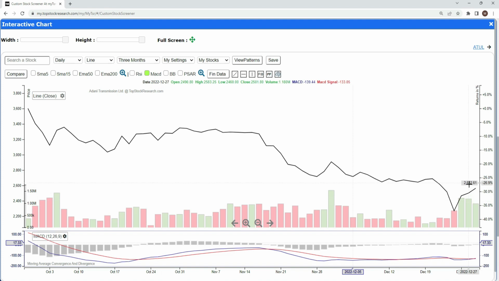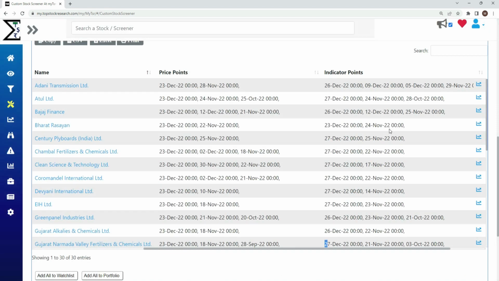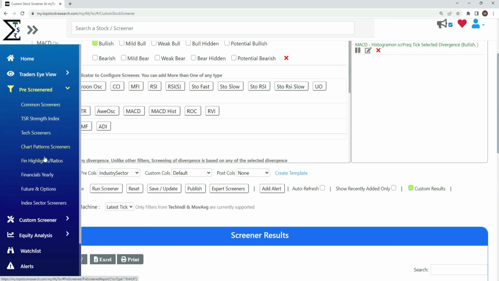So this is one example, not a very good quality textbook example, but let me take it to another one. Over here also, the price is making lower lows, whereas the MACD is making higher lows. So this is another real world example, as we speak. Somebody mentioned backtesting. Let's take an opportunity of backtesting of a divergence.